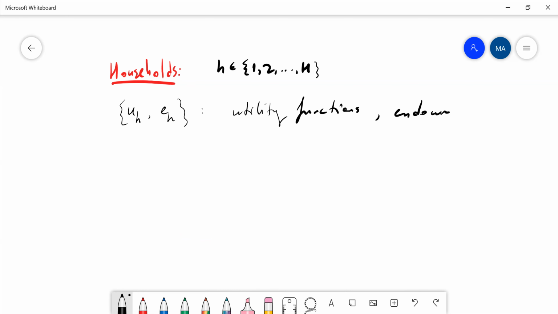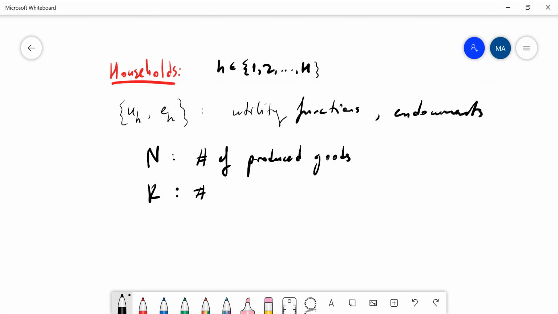Plus endowments. Now, for endowments, we are talking about, of course, primary factors such as land, labor, and capital, right? So in this economy, there will be N, the number of produced goods, okay? And K is the number of primary factors.